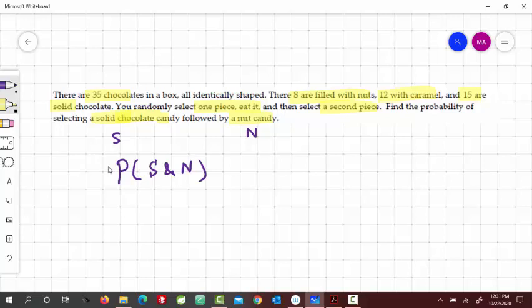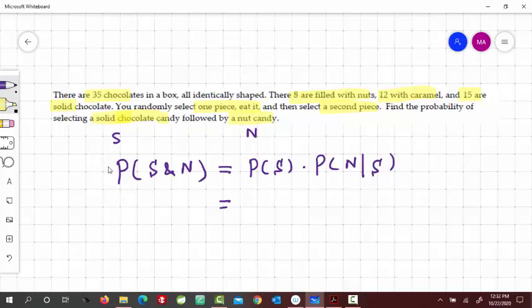So this is actually the product rule, and here we apply the general product rule because you see that they are depending on each other. So first we pick one and eat it, so it means that the number of candies decreased. So what happens next depends upon what happened before. So we would write this as the probability of the solid chocolate candy times the probability of the nut candy, given that the solid has been drawn and eaten, like that.